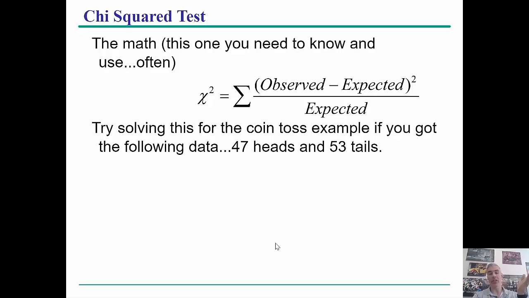So we're going to try to solve this using the coin toss example that we just did, and we got 47 heads and 53 tails. Now I want you to look at that data. It's supposed to be 50-50. We got 47 and 53. That is absolutely probably within the realm of random chance, and it doesn't mean that the coin's rigged or anything. It could have just happened that way, right?